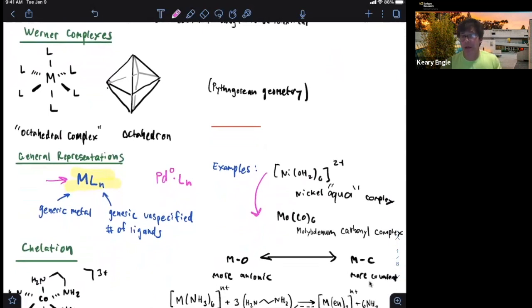So then the geometries that coordination complexes adopt typically follow Pythagorean geometrical patterns, and we borrow nomenclature from Pythagorean geometry. And so this 6-coordinate species shown, we call an octahedral complex because if you consider the faces of this structure, it possesses 8 faces and is thus octahedral.